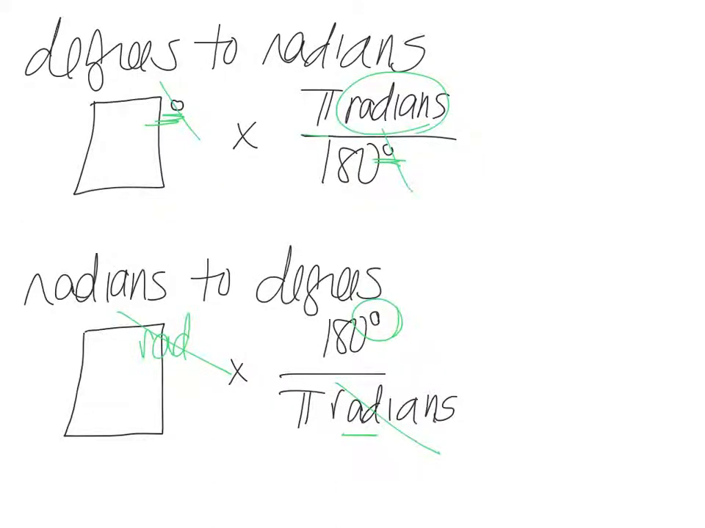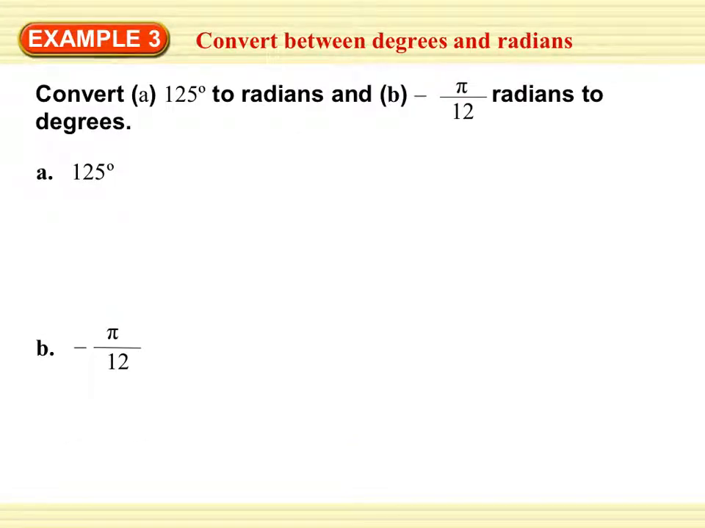Let's try a few. Convert 125 degrees to radians, and negative pi over 12 radians to degrees. Like I said, when I'm in degrees, I want degrees on the bottom and pi radians on top. Scratch that, just pi. So the degrees essentially cancel out. What we're going to do is simplify. I've got 125 pi over 180.